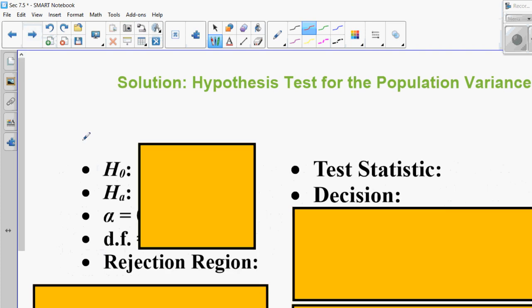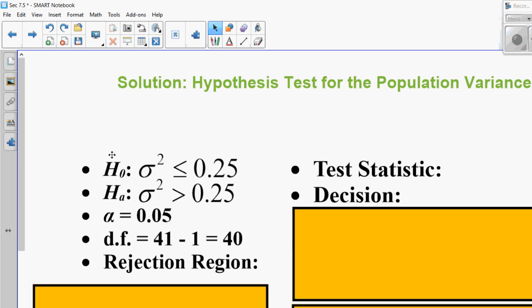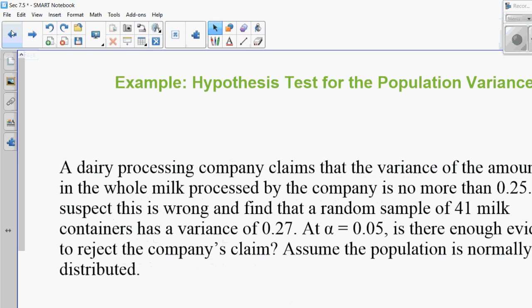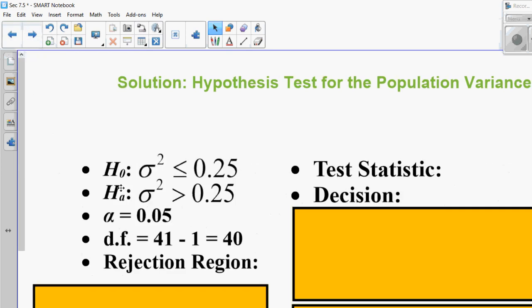Step number 1 is we need to write our H sub O and our H sub A. In this case, our H sub O was sigma squared is less than or equal to 0.25, and H sub A, sigma squared is greater than 0.25. If you don't have the problems printed off, we can go back here and you can see it's no more than 0.25, which is our H sub O and H sub A.